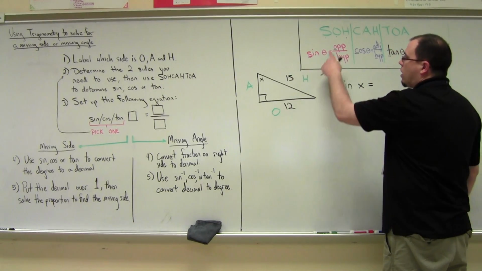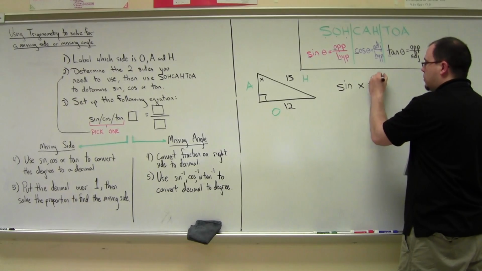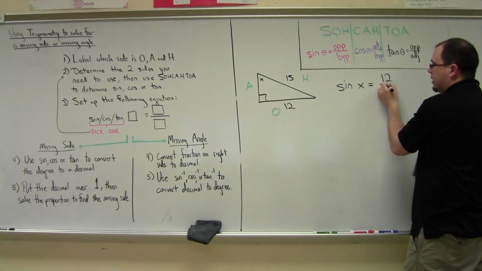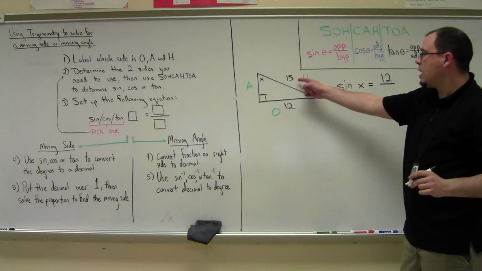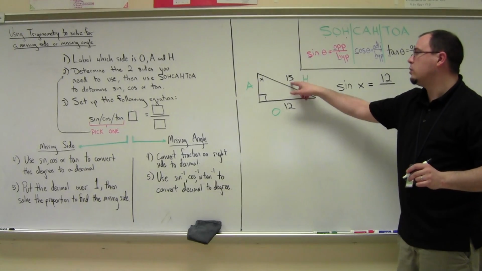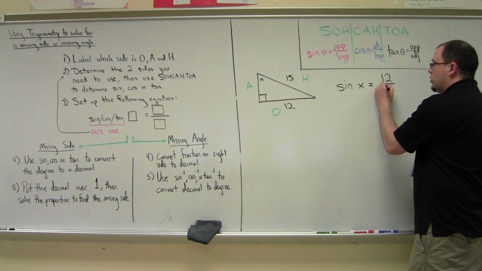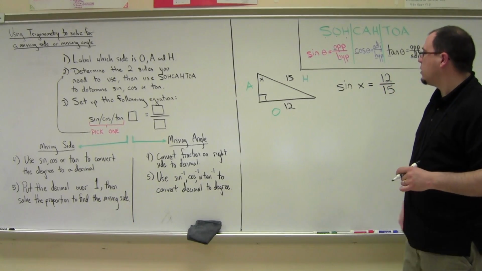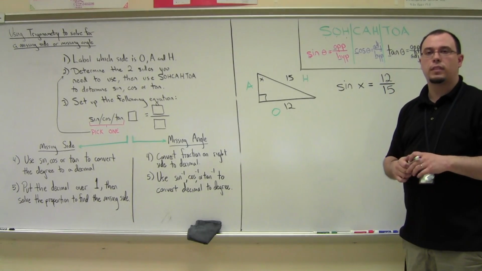We know that our opposite side is 12. I'm going to put in 12 for the opposite side in the numerator there. And in the denominator, I'm going to have my hypotenuse, which is 15. So I know that the sine of x is going to be 12 over 15.